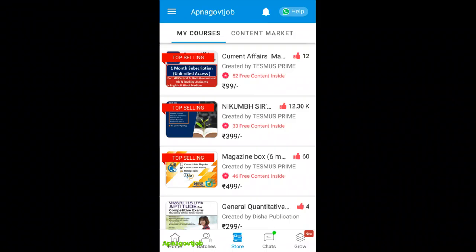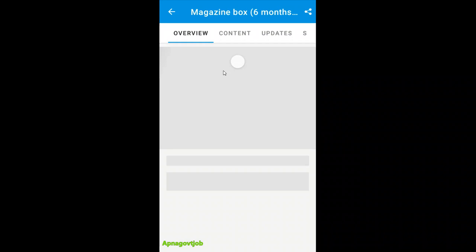So let me show you this. On the same application, this is the Magazine Box 1-month trial, and this is your 6-month Magazine Box. Suppose I am going for the 6-month one, here go to content, then current affairs magazine.